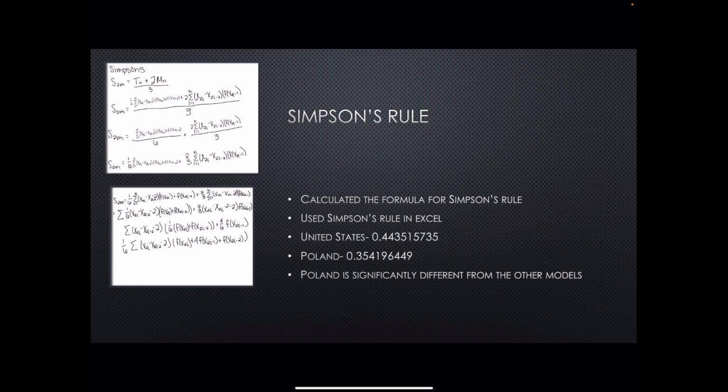After calculating this formula, we used it to find the Gini coefficient for each country. We plugged the rule into Excel and calculated the United States to have a Gini coefficient of 0.443515735 and Poland to have a Gini coefficient of 0.354196449. This fits the general pattern of the United States having a higher coefficient than Poland. However, this number calculated for Poland is significantly higher than the other models, as this one is a 0.35 number and the other ones were all around 0.26, 0.25-ish. So there does show signs of some error here.